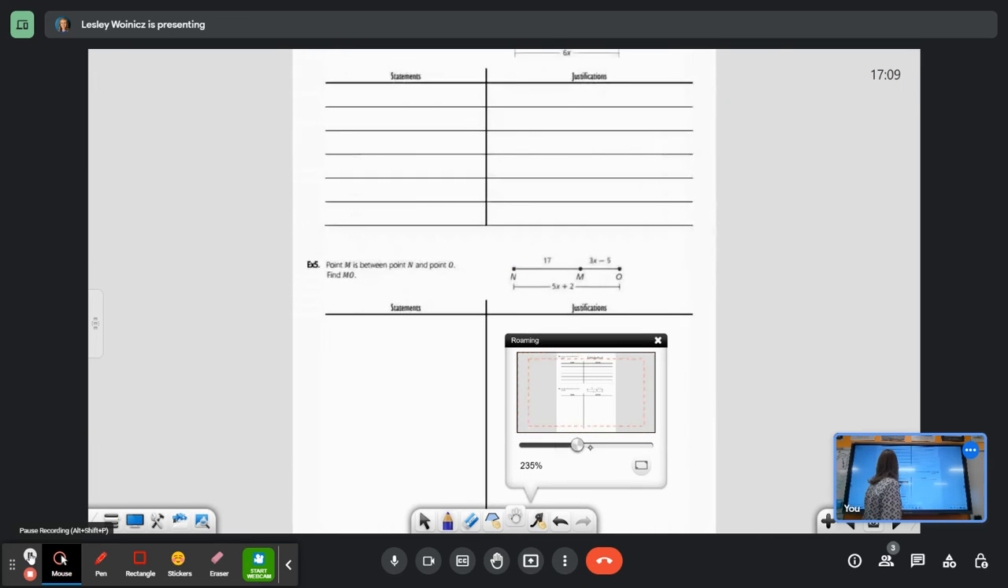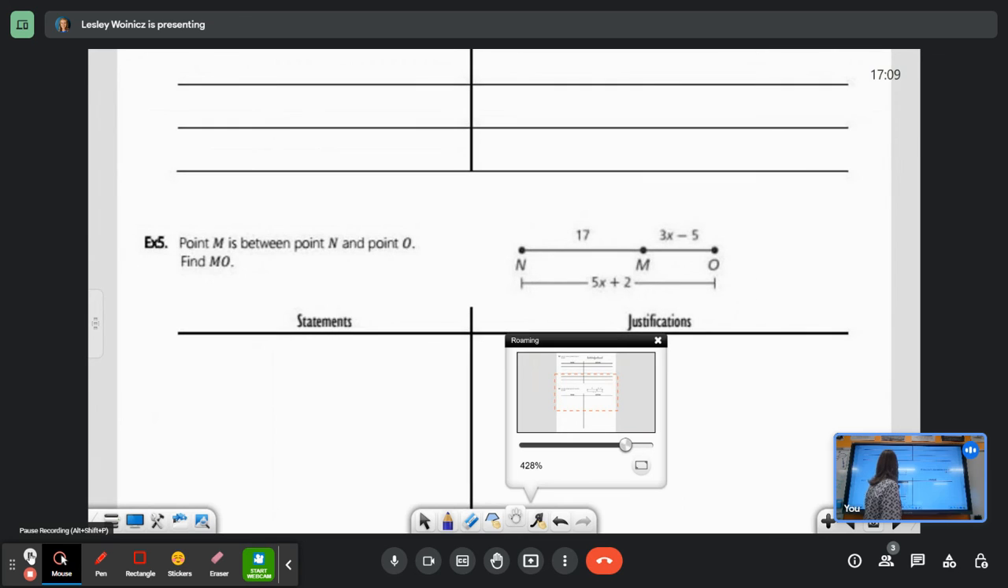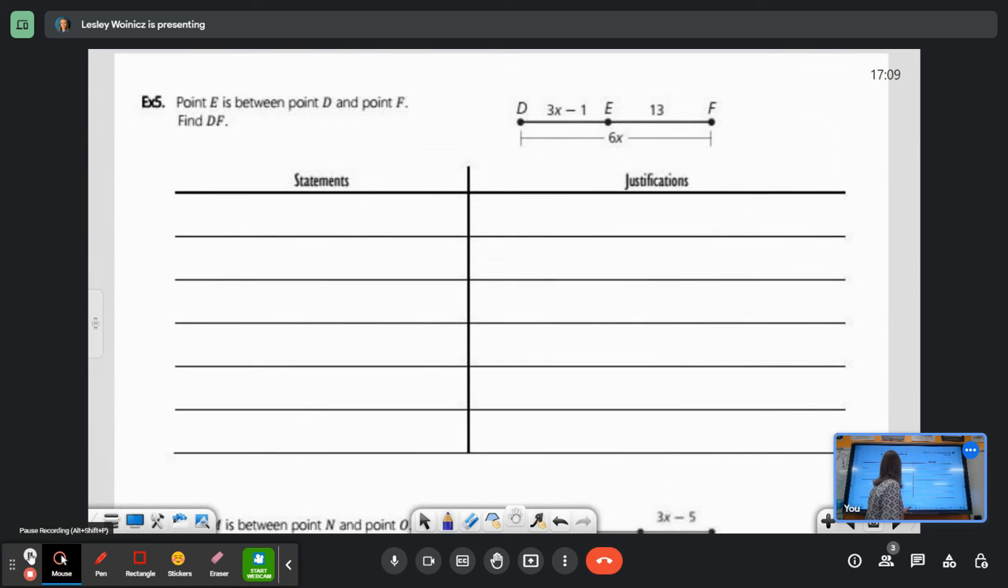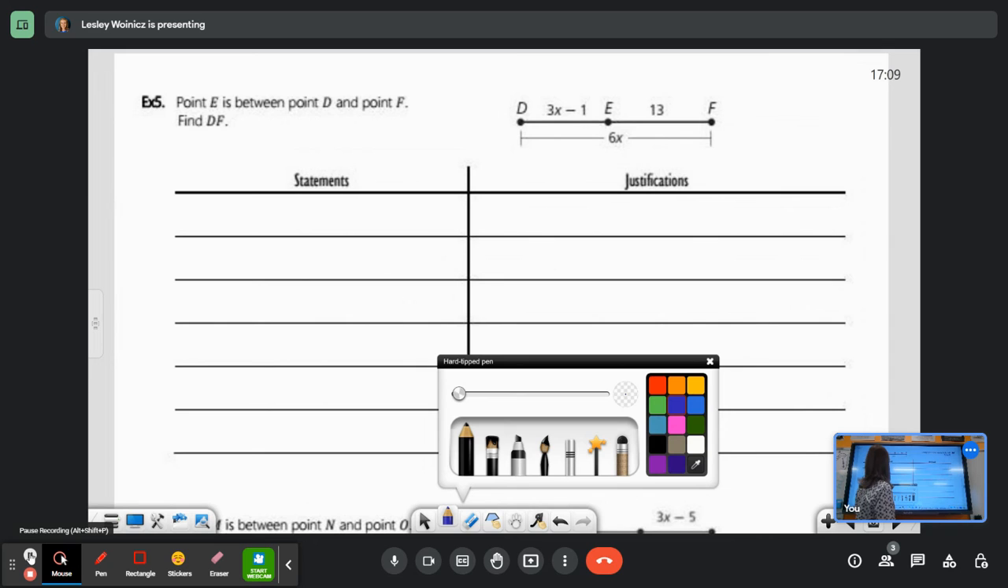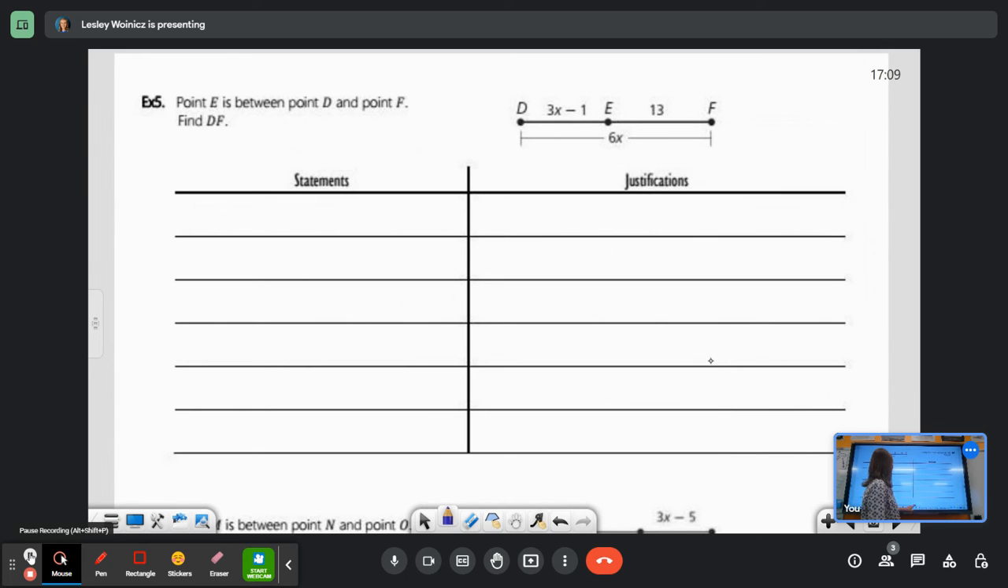We're going to do some proofs. Okay, so we have to do a couple things. Here's our picture. You can see that point E is between point D and point F. That means we get to use the segment addition postulate. Okay, we also have to find DF. That's this total length. Okay, that's what it says right here, find DF. So we'll do that at the end.